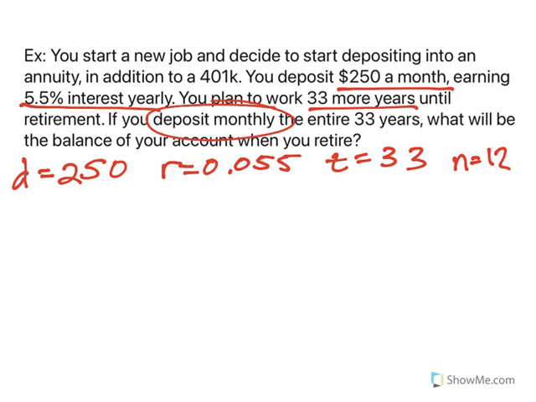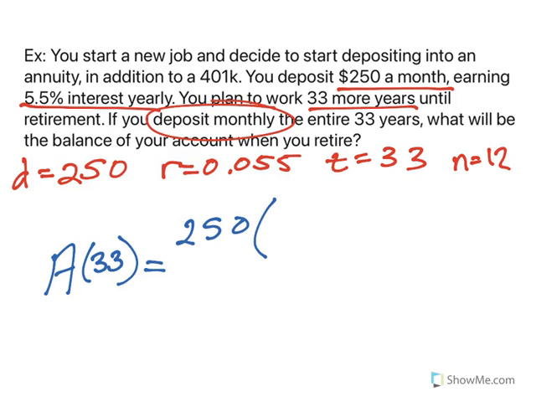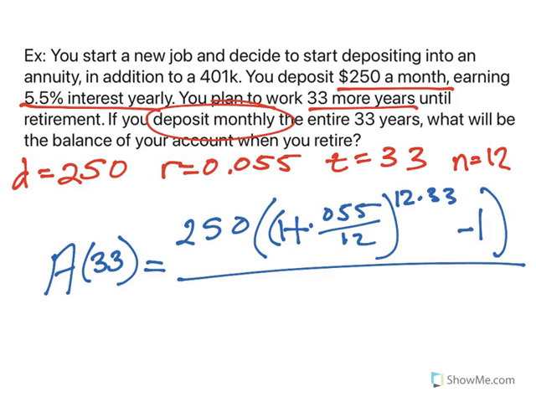Once I have this information, I can plug it into my equation. So remember, I'm doing 33 years. A of 33 just means the amount after 33 years. That's all that 33 means; there's no math with that. It's a defining feature. Then I plug in: my monthly payment, 1 plus 0.055 divided by 12, my exponent is 12 times 33, and then I'm subtracting 1, all over 0.055 over 12.